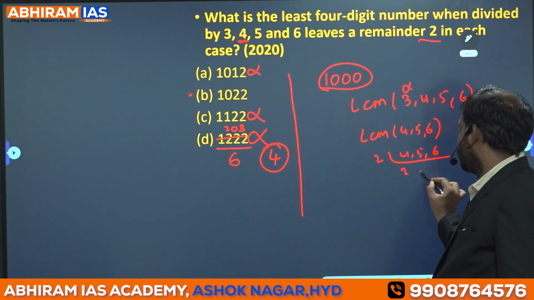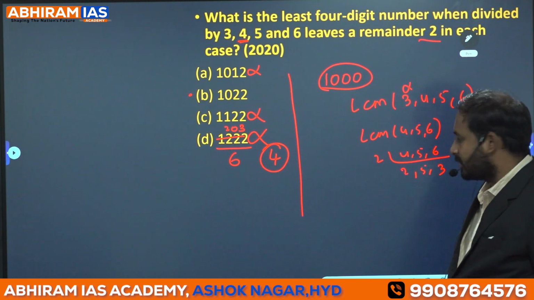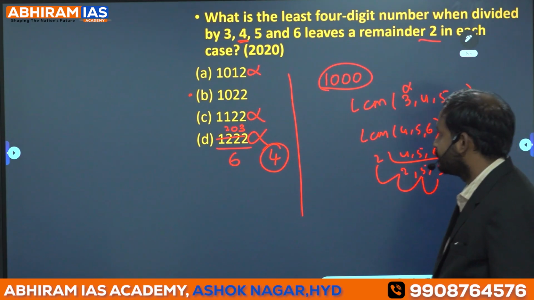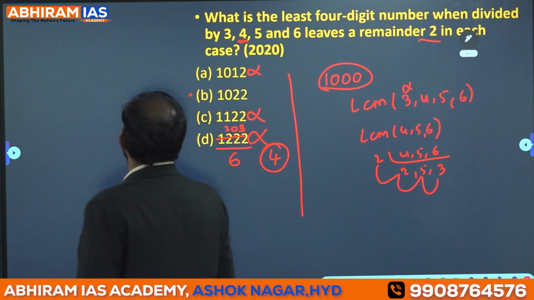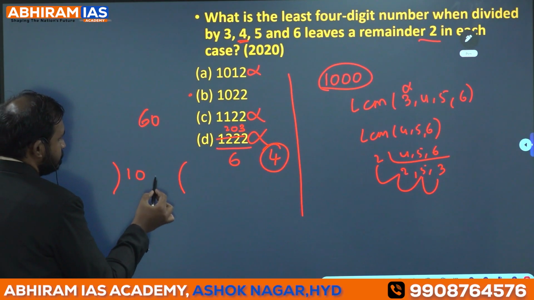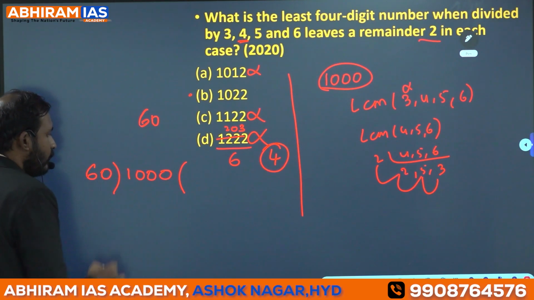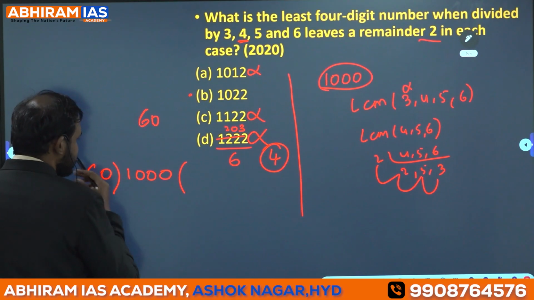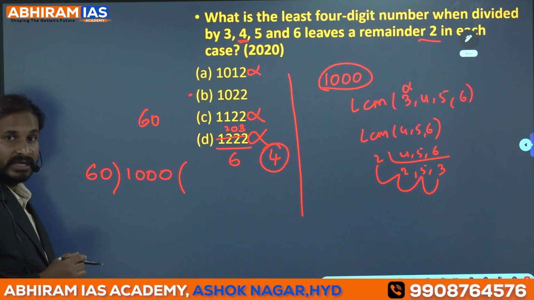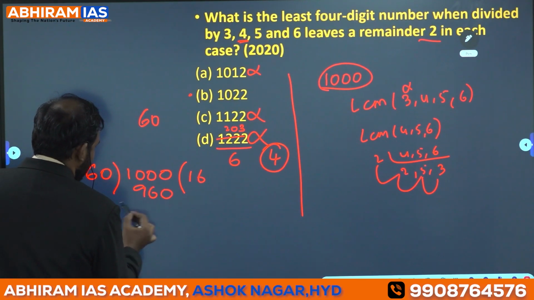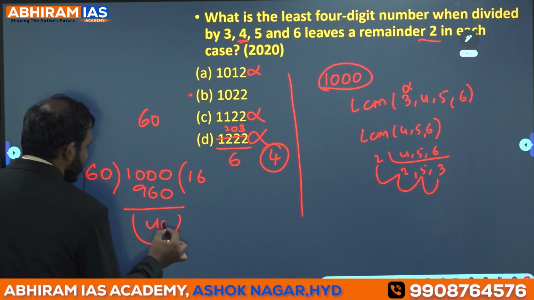So 4, 5 and 6. 2 table. 2, 5 and 3. All prime numbers side. 2 2s are 4, 4 5s are 20, 20 3s are 60. 60. Okay. Now divide 1000 by 60. What you will get here, students? Please observe. 60 16s are 960. What is the remainder? We will get 40.